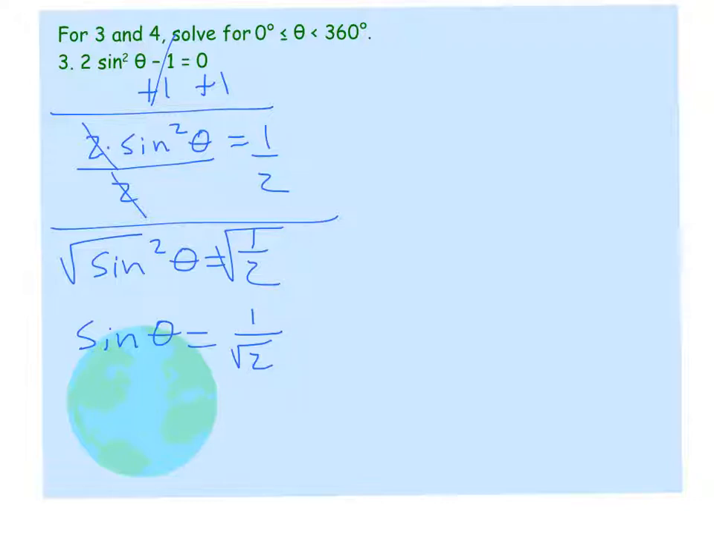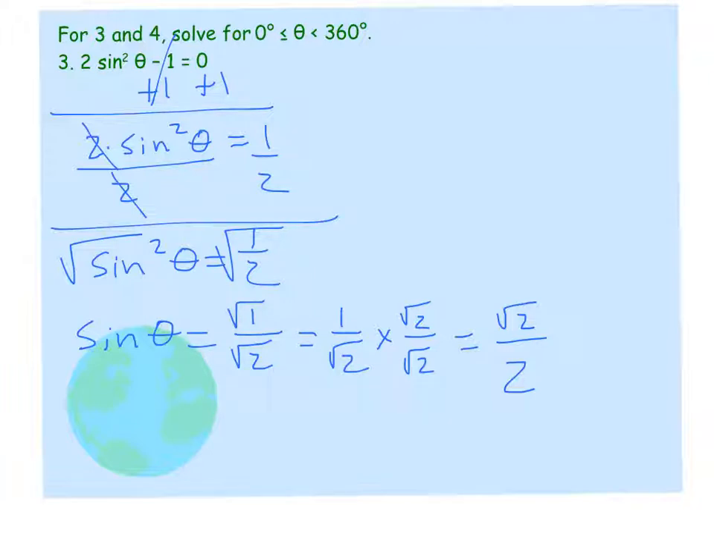Okay. Now I got to clean up this right side a little bit. It needs to be simplified. Think of this as just taking the square root of the top over the square root of the bottom. Square root of 1 is 1. Square root of 2 is not a perfect square, so we'll just leave it. But then let's go ahead and rationalize that denominator. And we get square root of 2 over 2.